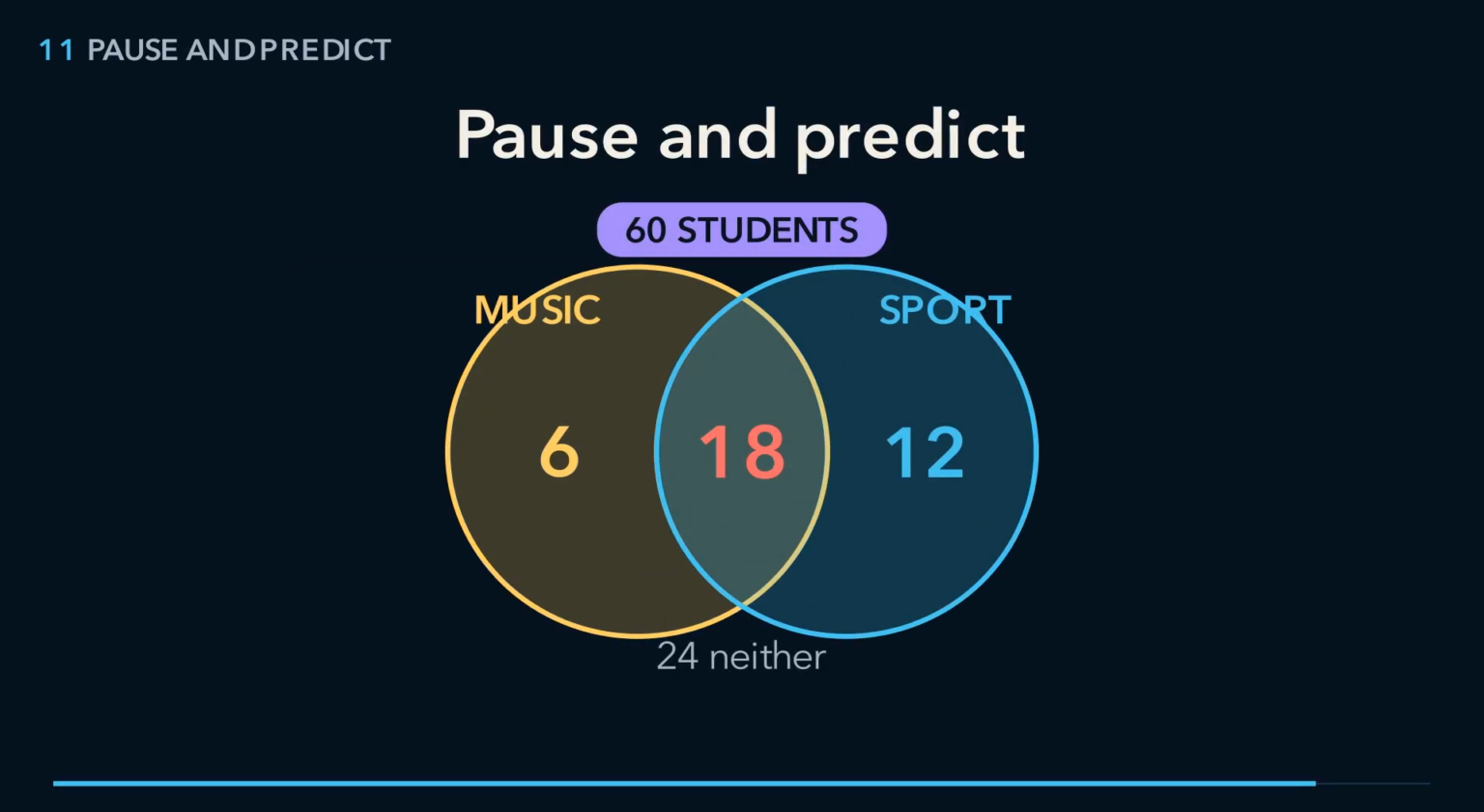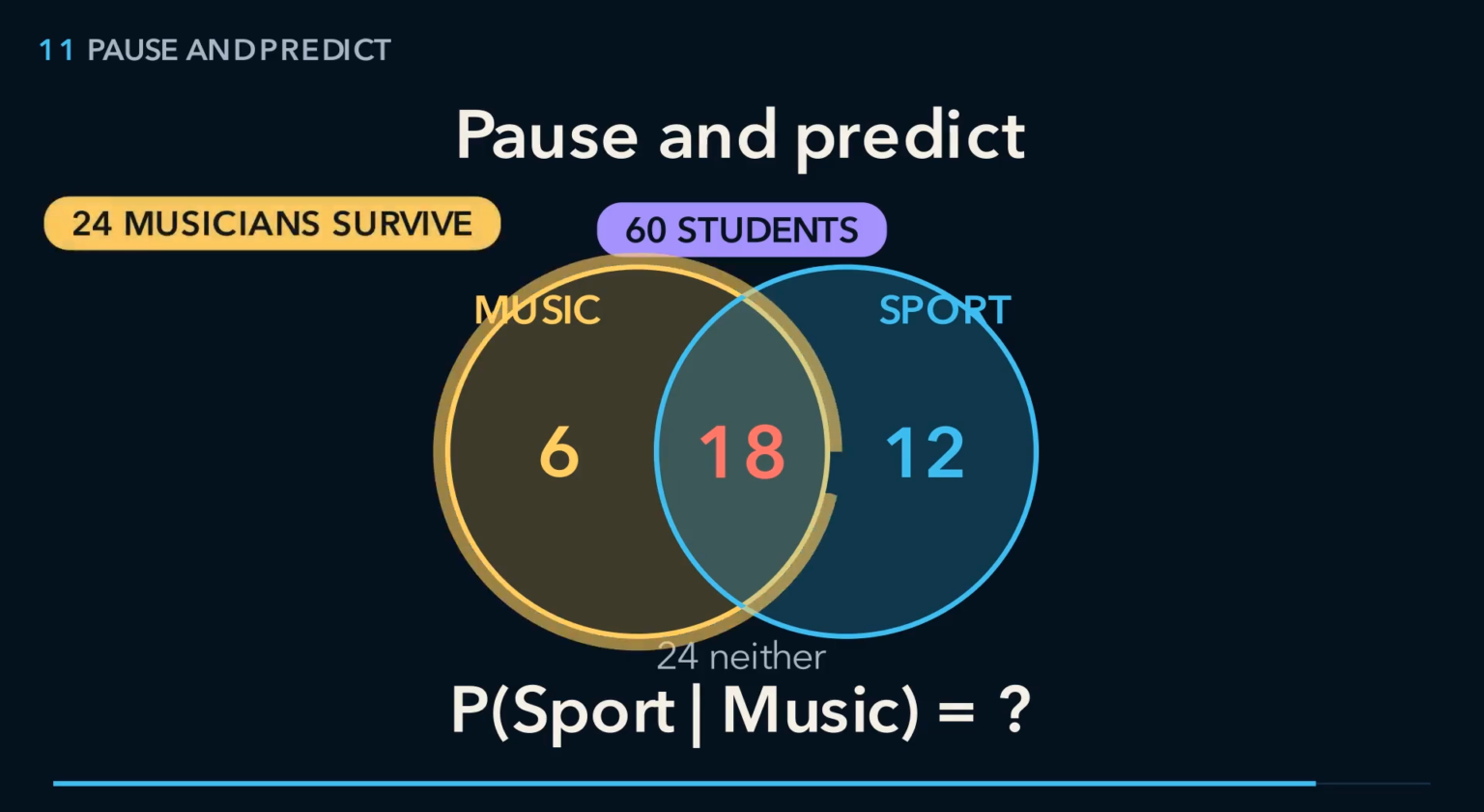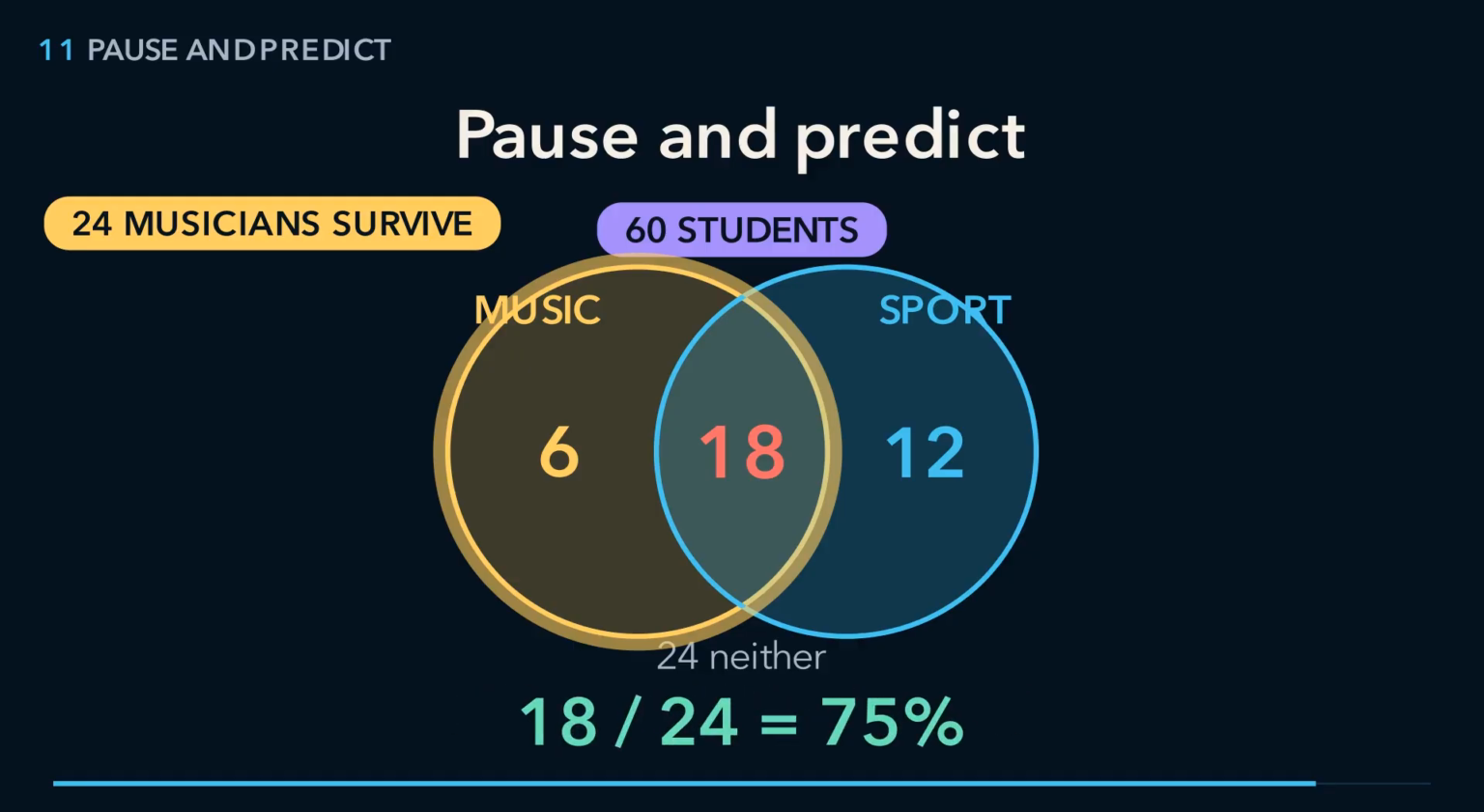A school club has 60 students. 24 play music, 30 play a sport, and 18 do both. What is the probability that a student plays a sport, given that the student plays music? Freeze the numbers for a moment and choose the denominator. Given music means the 24 musicians are the only students left in the room. 18 of those musicians also play a sport, so the answer is 18 over 24, or 75%.